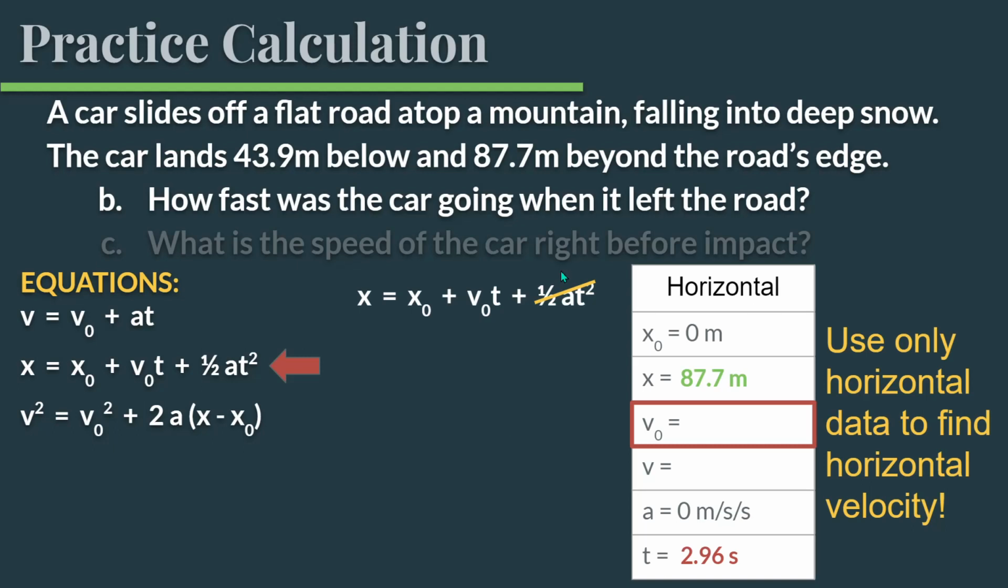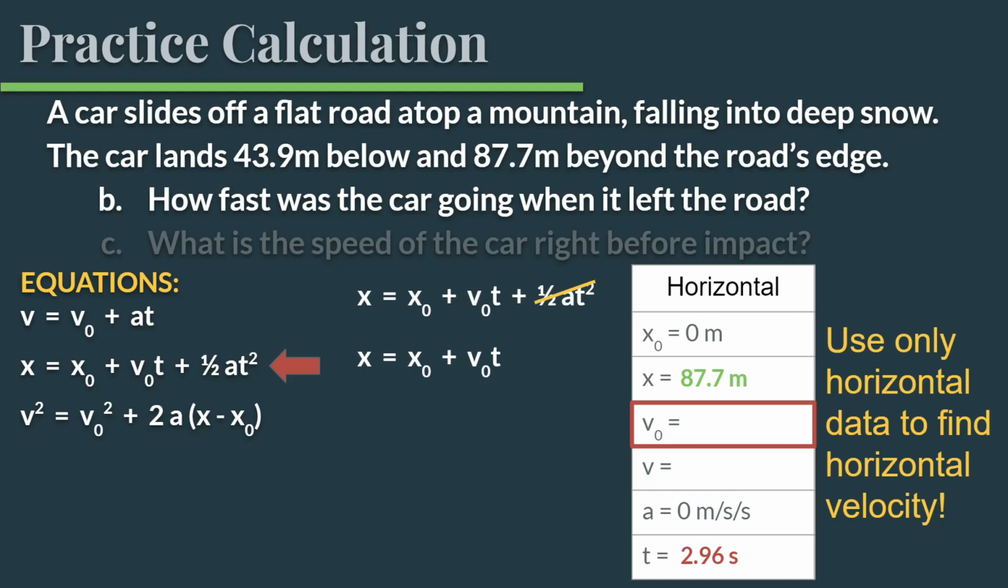So 1/2 AT squared, that's all 0. Okay, so I went ahead and just crossed it off. And now we can substitute in to this equation. This, by the way, is the other equation that I told you you could memorize. All you have to do is cross off 1/2 AT squared. It's a little rearranged, but it's the same thing.